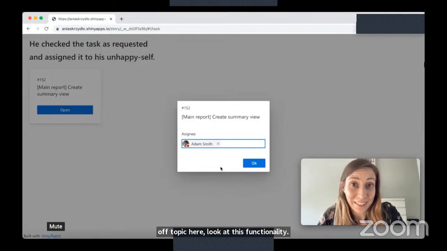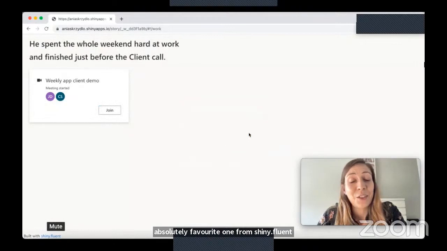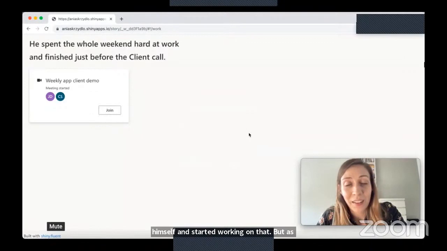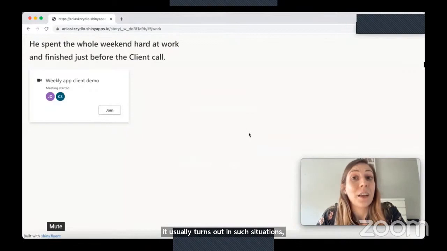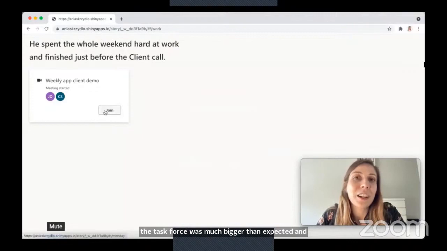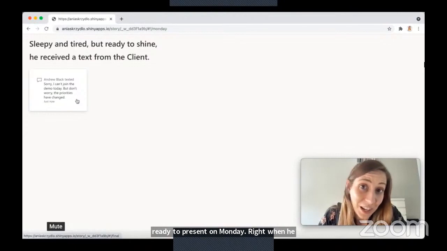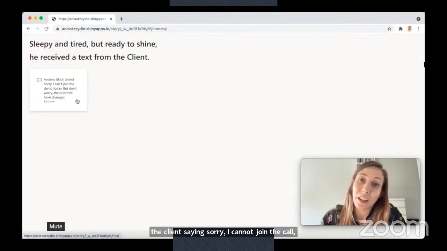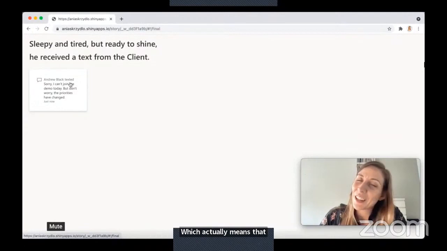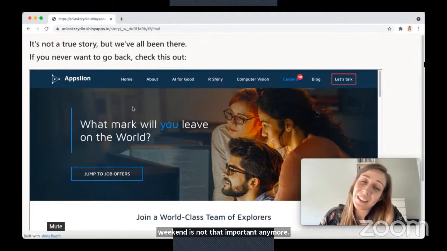So coming back to the story, Adam assigned the task to himself and started working on that. But as it usually turns out in such situations, the task was much bigger than expected and Adam needed to spend the whole weekend at work. But he finally managed to finish it and he was ready to present on Monday. Right when he was joining the call, he received a text from the client saying, "Sorry, Adam, I can't join the call, but don't worry, the priorities have changed." Which actually means that what Adam was working on throughout the whole weekend isn't that important anymore. So I think now you can imagine how frustrated Adam was. And though it's not a true story, I think we've all been there.